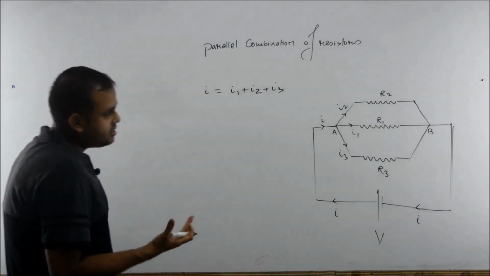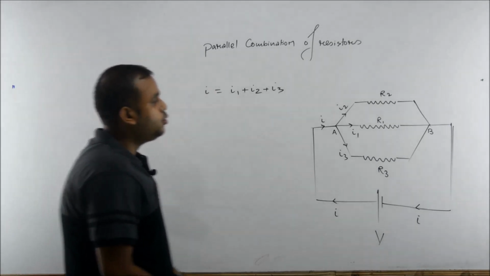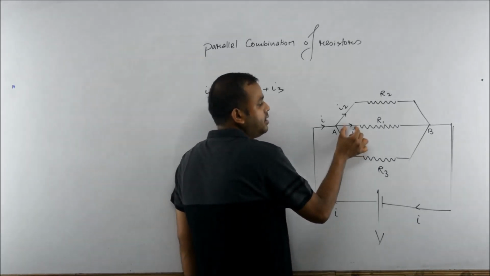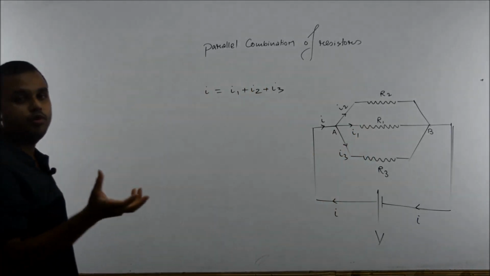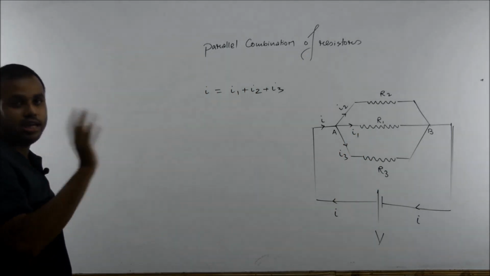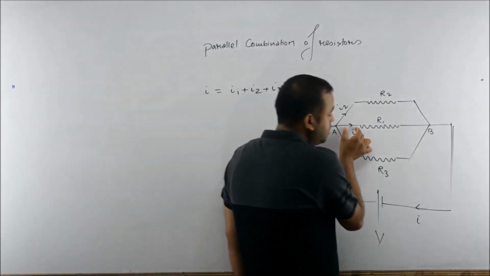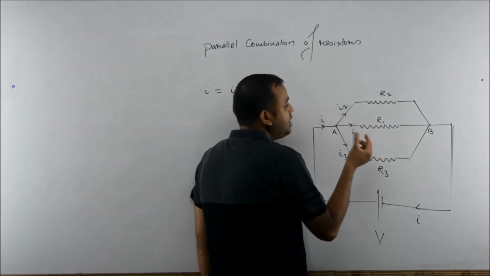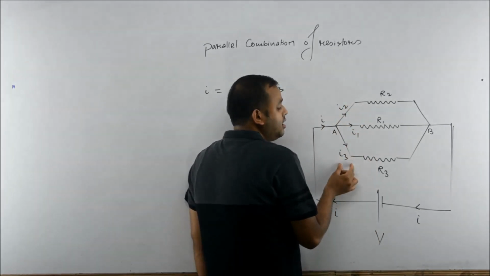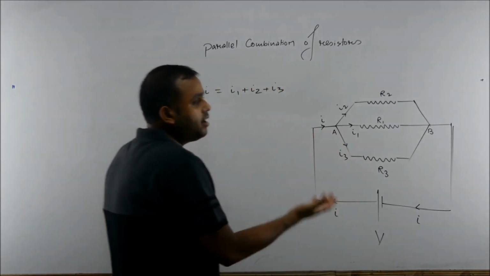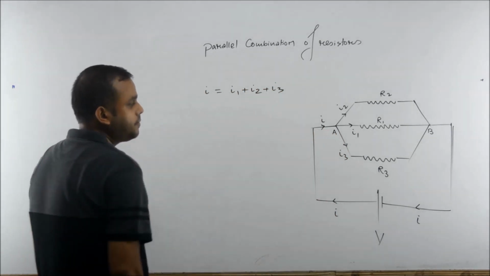Now if you want to be sure about this relation, you can connect one ammeter here and measure I1. All of you know that an ammeter is a device with the help of which we measure the current flowing through that device. So with one ammeter here we can measure I1, with another ammeter here we can measure I2, similarly we can measure I3, and similarly we can measure I. After that, very easily we can see that I is equal to I1 plus I2 plus I3.